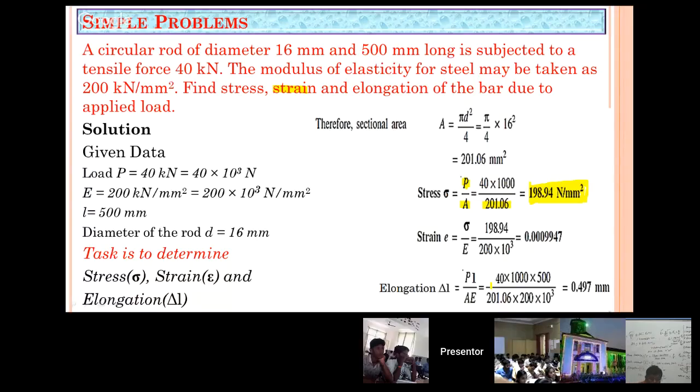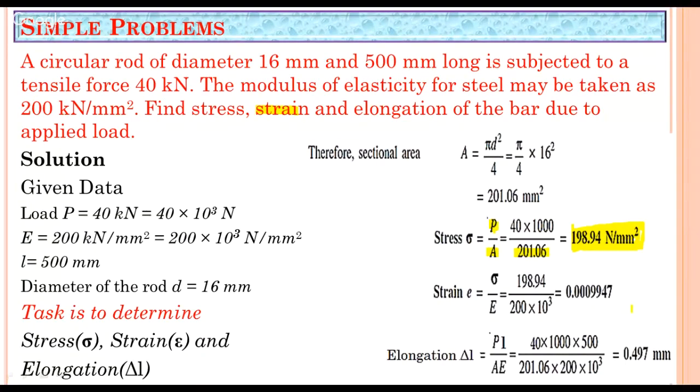I hope you understand this particular problem, and you can solve these kinds of problems based on direct stresses. So you have to realize here that for inducing a stress of 198.94 Newton per millimeter square, it requires a load of 40 kilonewton acting on 201.06 millimeter square area, with a material of steel having a Young's modulus of 200 into 10 power 3 Newton per millimeter square.